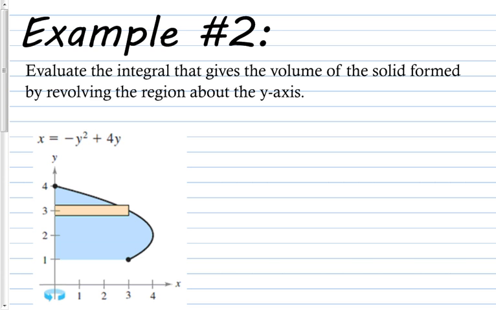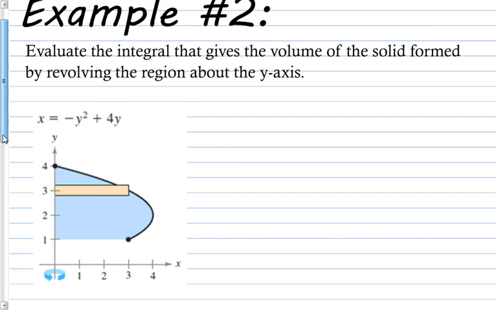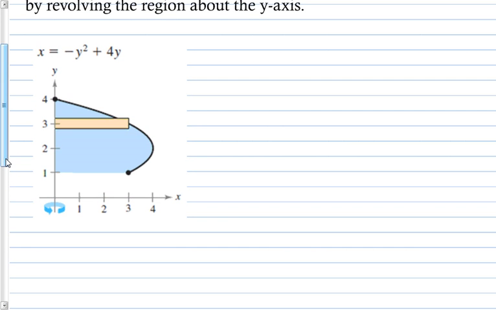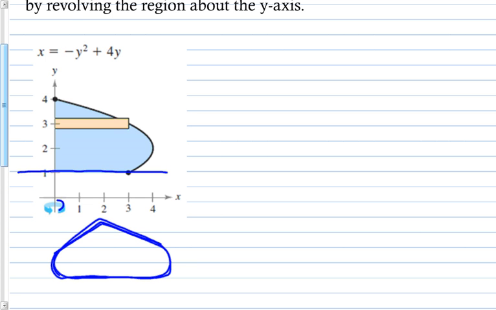Okay, example 2. Evaluate the integral that gives the volume of the solid formed by revolving the region about the y-axis. Again, same thing. The only difference here is, if you look, this function is actually being cut right here. Now, that is okay, right? It's no big deal. It's just going to look kind of like, let's see if I can draw this. Okay, I can't draw it, but it's going to look like this. If it's revolved around the y-axis, it's going to look something like that with a flat bottom.